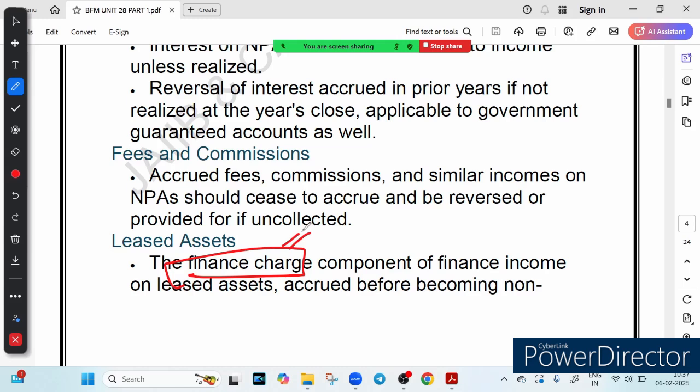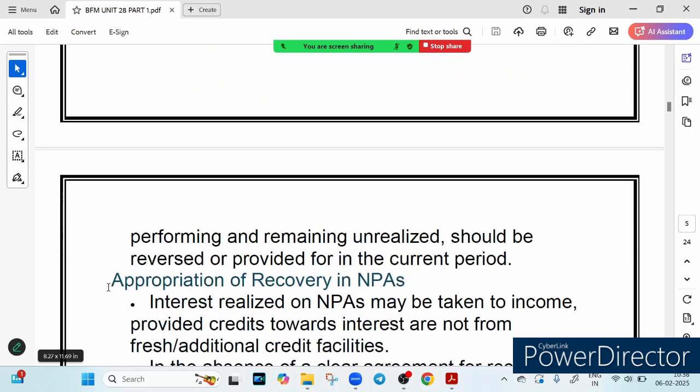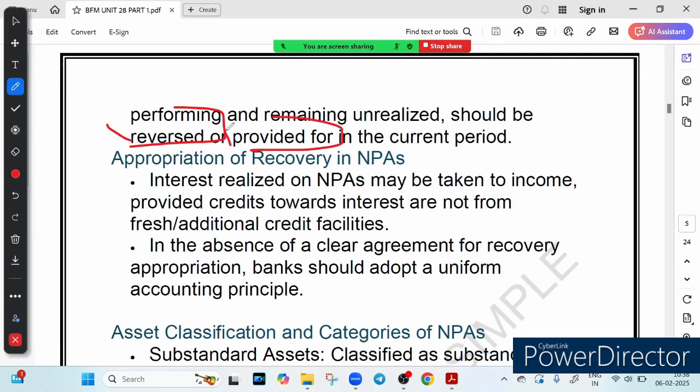But what if the lease payment stops coming? The rule is that if finance charge was previously counted as income but remains unrealized, the bank must either reverse it. Whenever I say reverse it, it means it is removed from the income book. So the bank may either reverse it or provide for it. Provide for it means it should form part of the loss reserve, right? So you must remember these two things: if there was a finance charge which remains unrealized, it should either be reversed, or it should be provided for, counted as a loss reserve in the current period. This ensures that banks do not show fake income in their books. That is the main point.